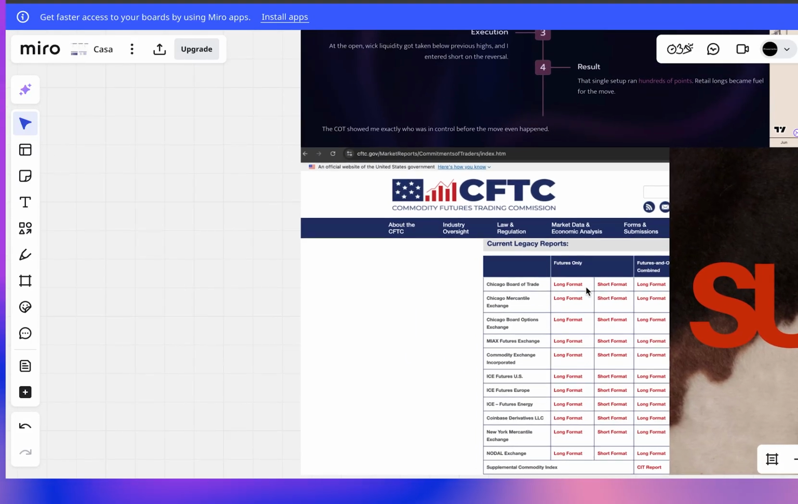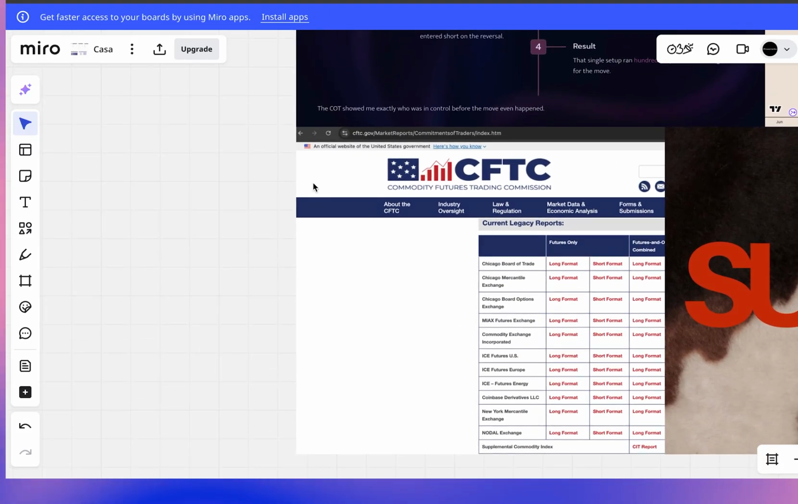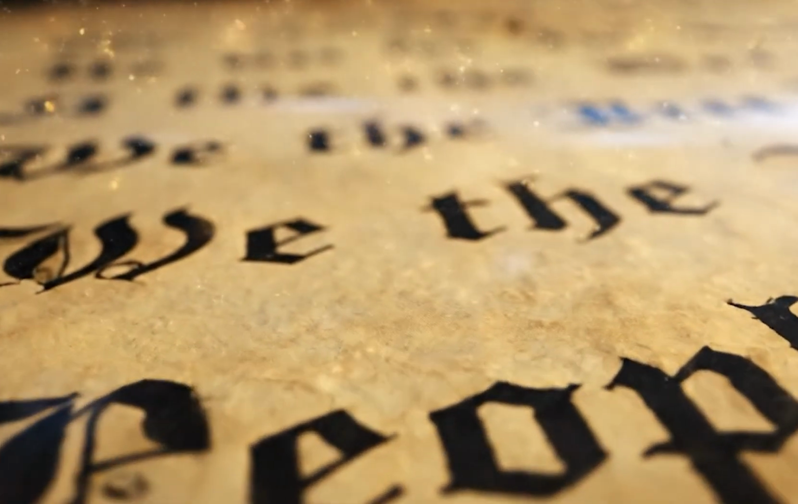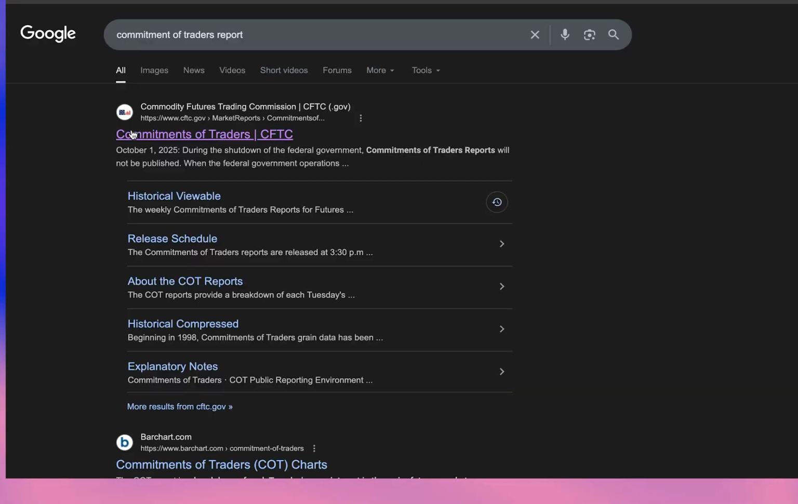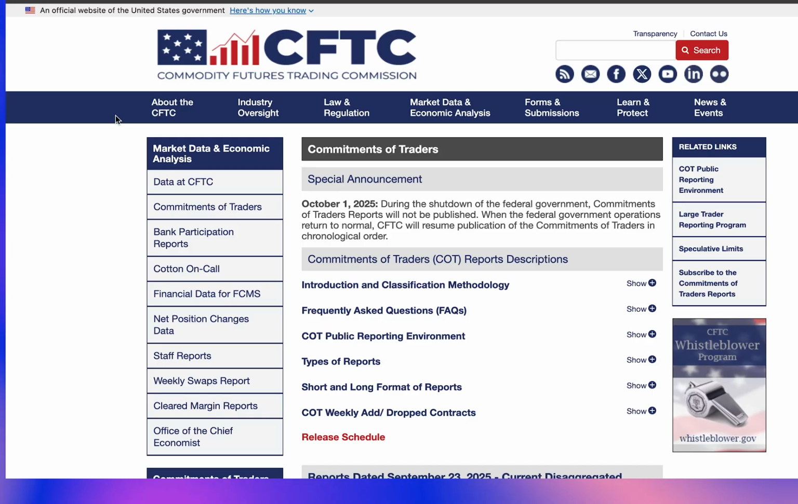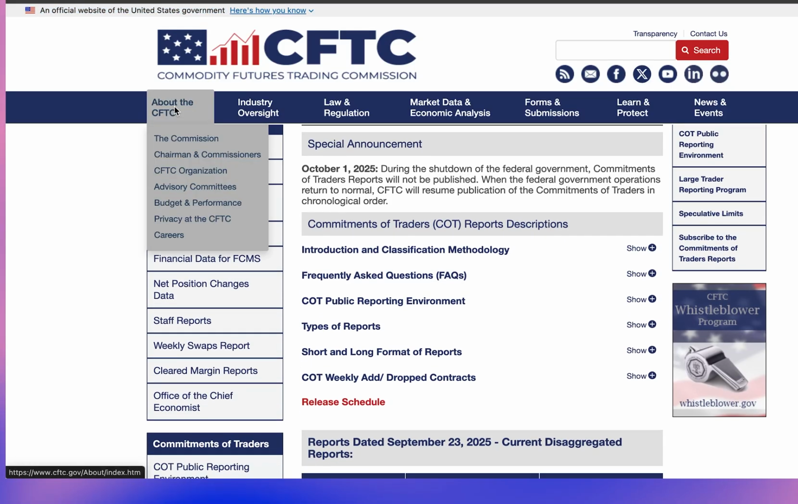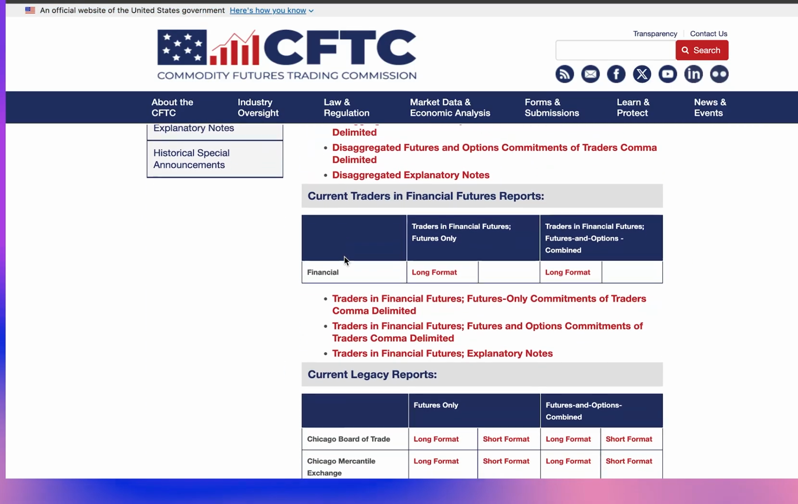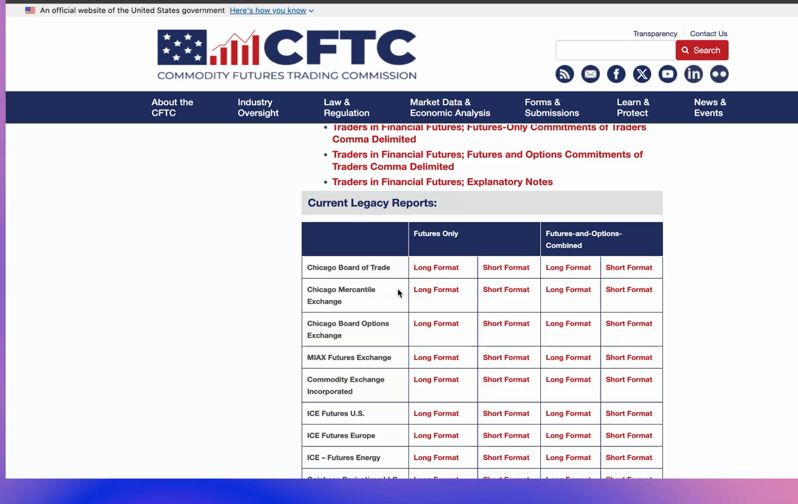All right, so before we get into that, I'm going to show you guys exactly how to access the raw reports. So if you go to Google, I'll link the website in the comments and in the description. You want to click on the first website that auto-populates. It's going to say an official website by the United States government. And then you just want to scroll down to Chicago Mercantile Exchange.